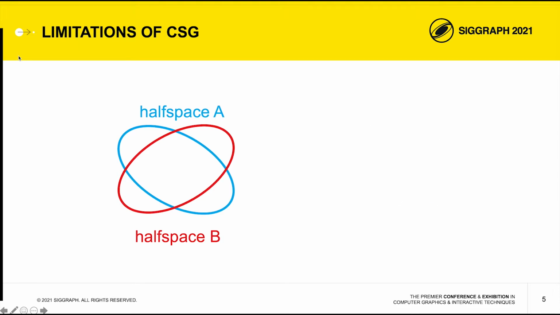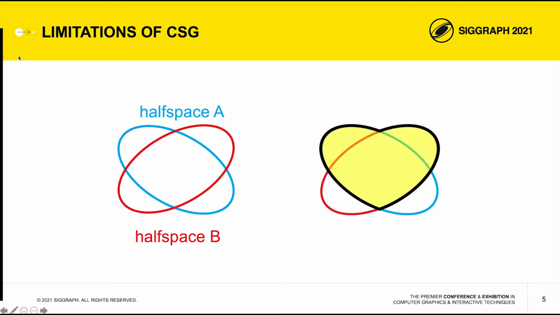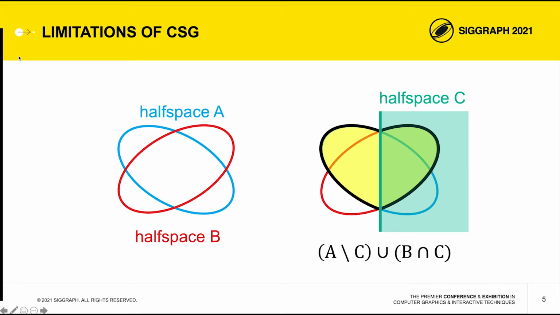First, it cannot express all shapes formed by the half-spaces, such as the yellow heart shape here, even though the boundary of the heart shape comes from either of the two half-spaces. It is impossible to express it using CSG operations on A and B alone. One would have to add a new half-space, such as C, to express the heart as a more complex Boolean expression. Constructing the additional half-space like C is challenging for both interactive design and reverse engineering, because it does not contribute to the geometry of the final shape.